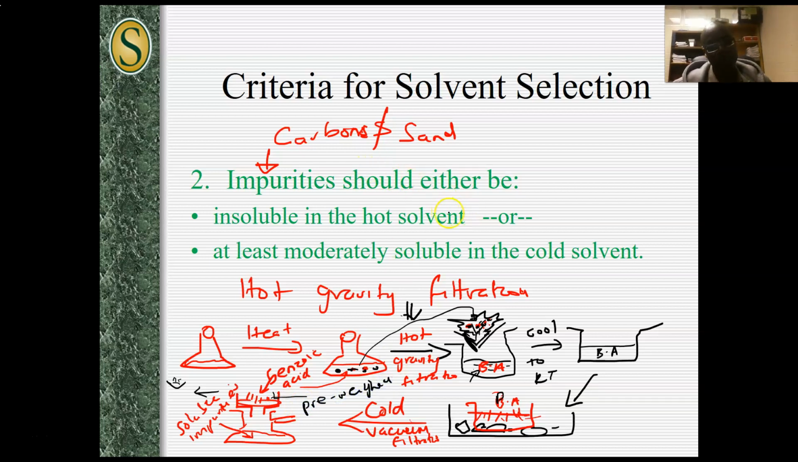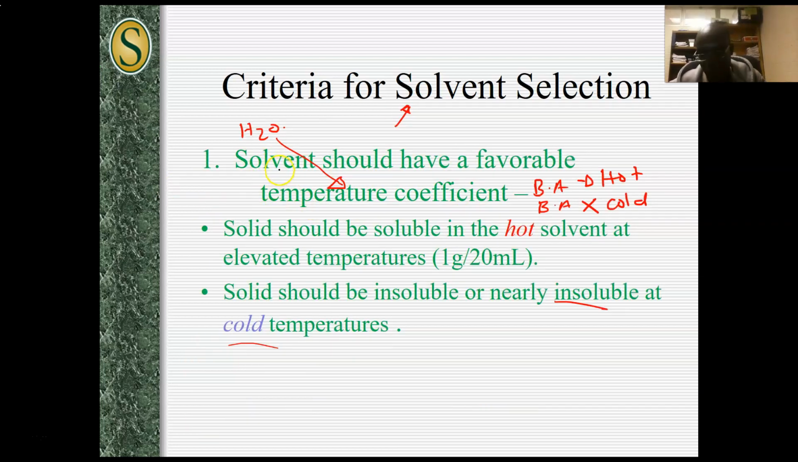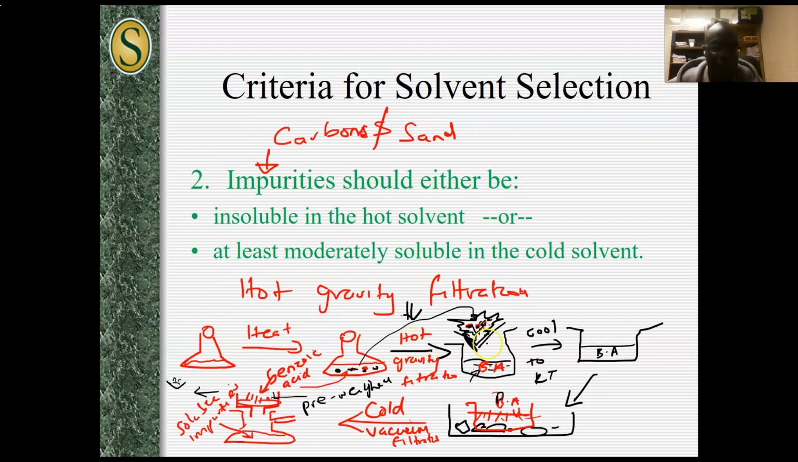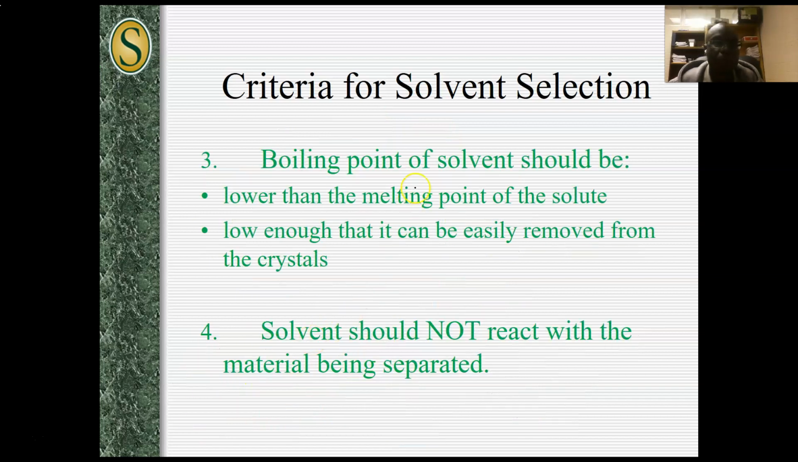Just to remind you, we chose the solvent which has a favorable temperature coefficient. That's why we can heat, filter, cool, filter. The black specks of carbon are filtered during hot gravity filtration. The soluble impurities are filtered out with the rest of the solvent after the second cold vacuum filtration, where benzoic acid is trapped on the pre-weighed filter paper to be kept for drying.